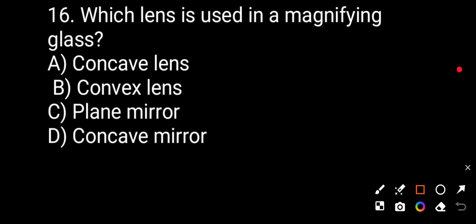Question 16. Which lens is used in the magnifying glass? Option A, concave lens, option B, convex lens, option C, plane mirror, option D, concave mirror. Correct answer will be convex lens.